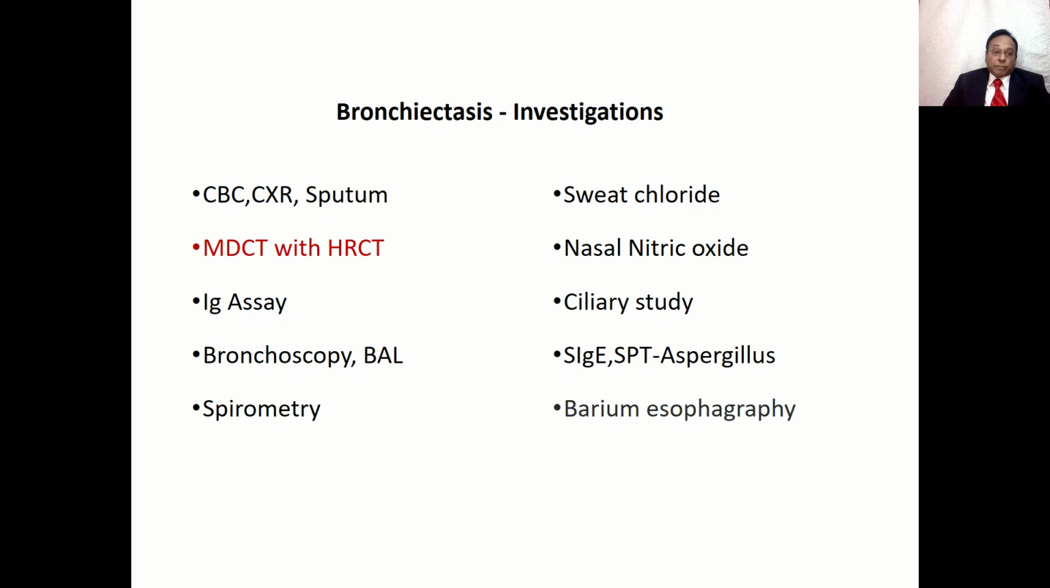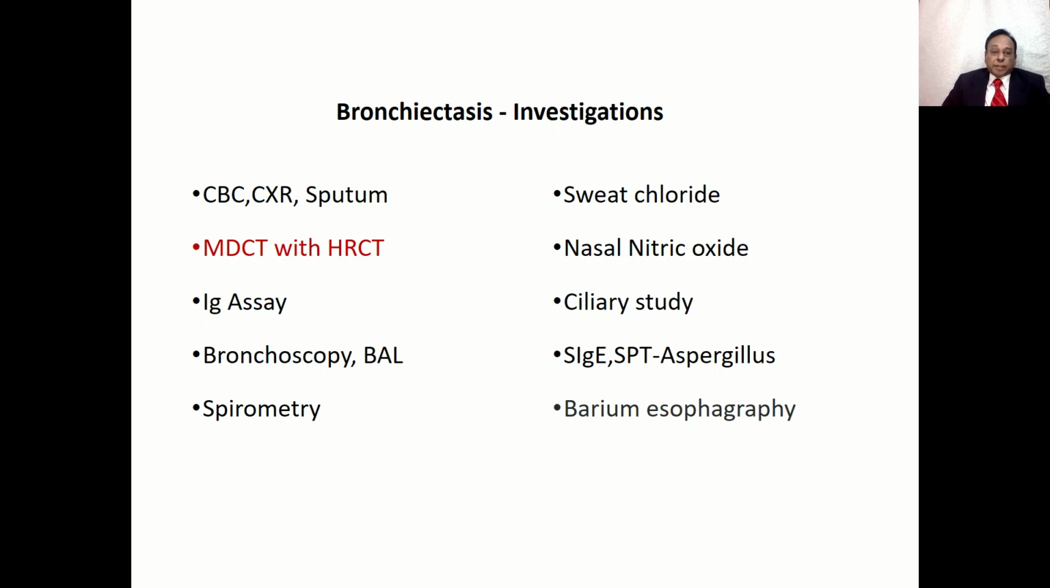MDCT is an advance in CT. It is a seventh generation CT. It has a lot of advantages that include HRCT also. And preliminarily, we have to work up the right side investigations, something like sputum, MDCT, immunoglobulin assay, bronchoscopy, spirometry. These are all very, very important.